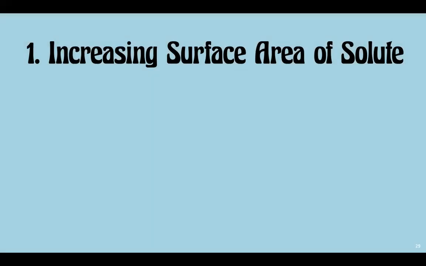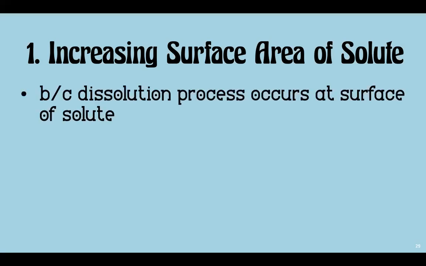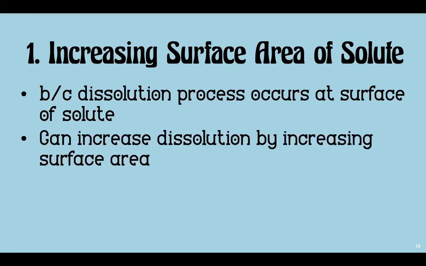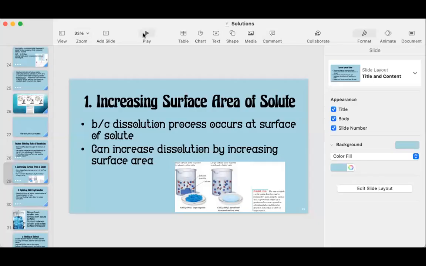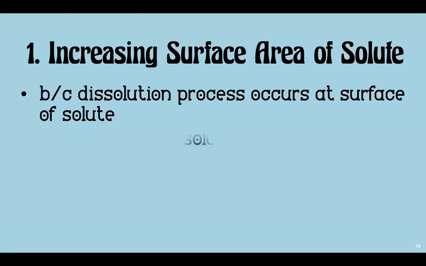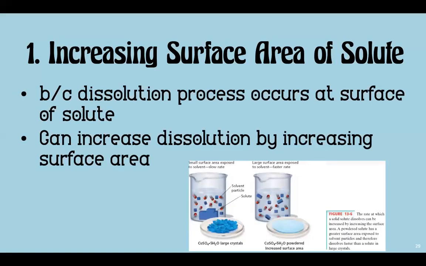So number 1 is increasing the surface area of the solute. Now, I mentioned yesterday that dissolution, or the process of dissolving, starts at the surface of the solute. So if you increase surface area, you're going to increase the amount of surface that is available for exposure to the solvent. So for example, dissolving crystallized sugar instead of sugar cubes.